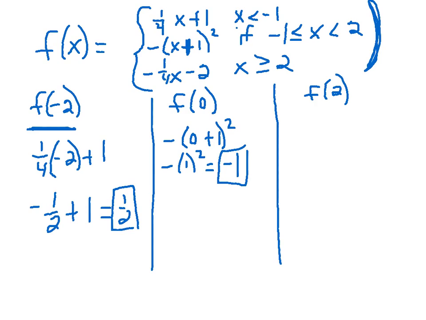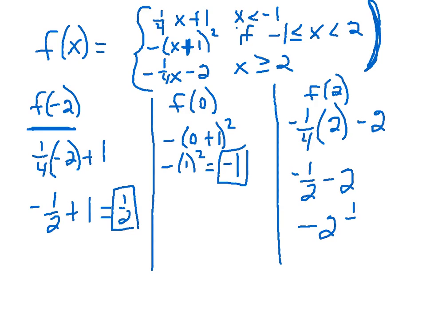Is 2 greater than or equal to 2? Yes. So we're going to use our bottom equation there, and that is negative 1/4 times x, our x value here is 2, minus 2. So now we apply the order of operations. We end up with a negative 1/2 minus 2, which gives us negative 2.5 if you want, or negative 5/2. Either one is totally fine to write.